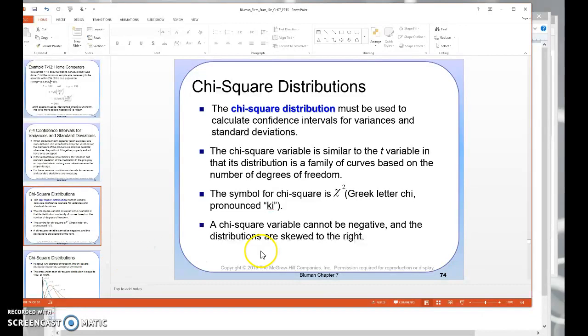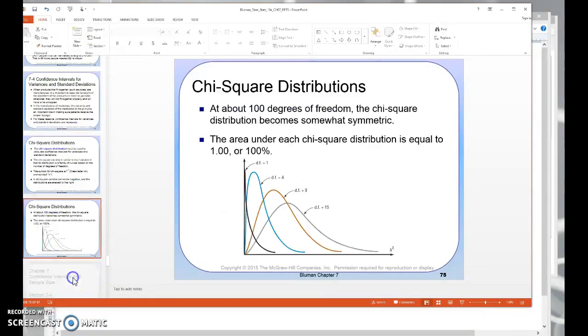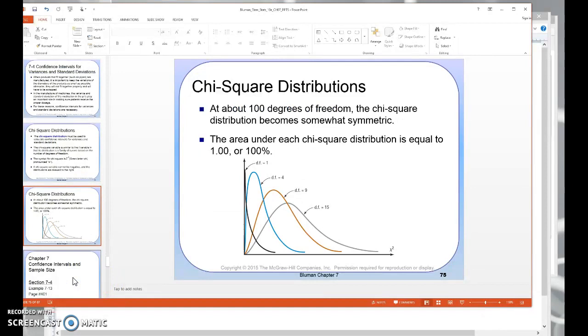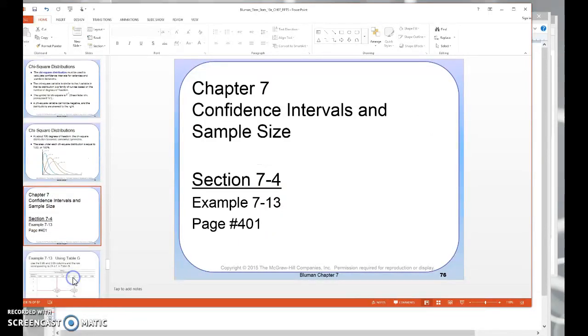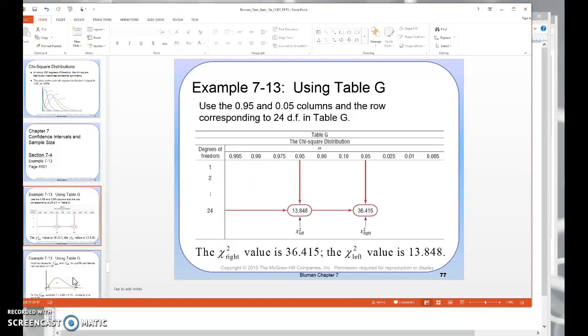The symbol for chi-squared looks kind of like an X, but it's pronounced chi. The chi-square variable cannot be negative and the distributions are skewed to the right. At about 100 degrees of freedom, the chi-square distribution becomes somewhat symmetric. The area under each chi-square distribution is equal to 1, or 100%. You will find the chi-square distribution in Table G.